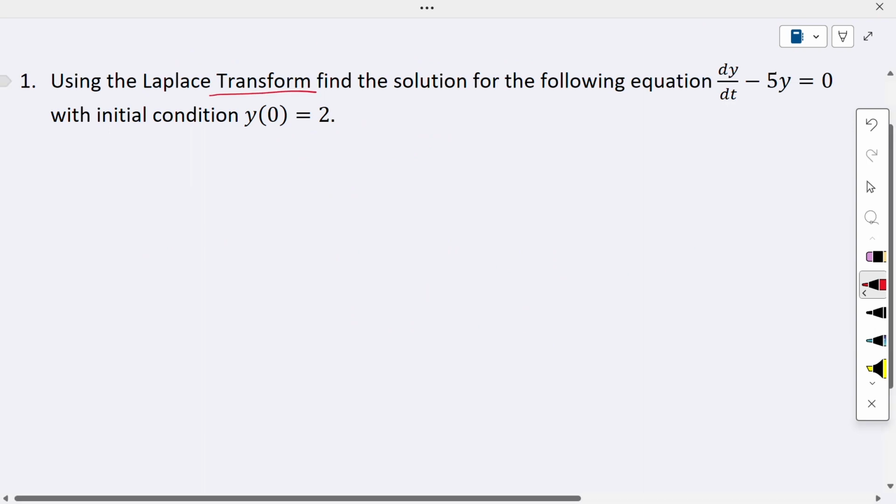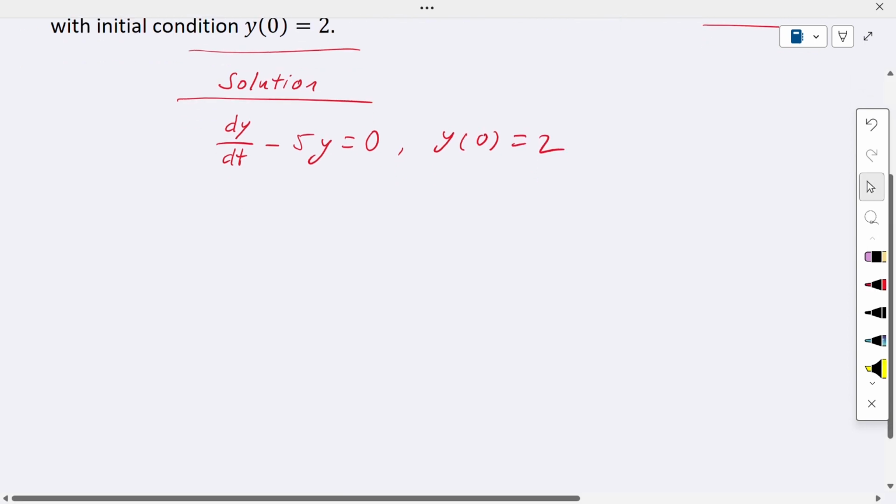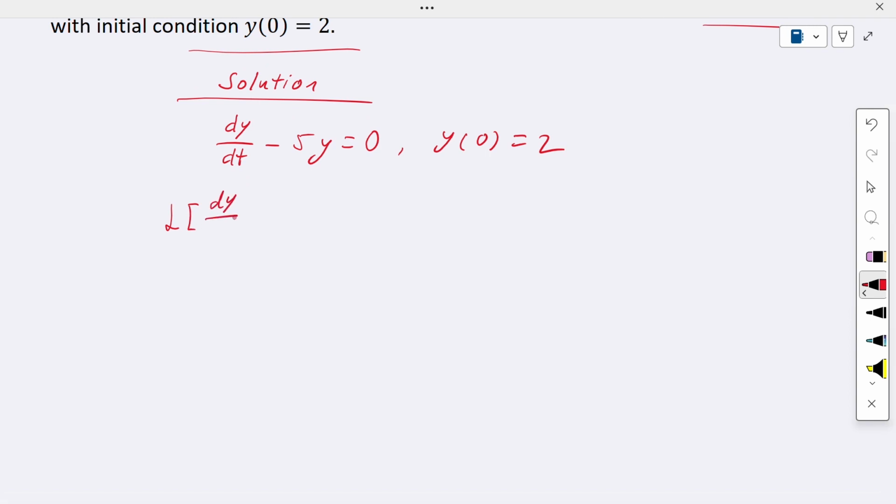Use the Laplace transform to find the solution for the following ODE with these initial conditions. So let's see the solution for this. We have dy/dt minus 5y equal to 0, and with the initial condition y(0) is equal to 2. So use the Laplace transform method. We're going to substitute this into our Laplace operator. So minus 5 Laplace of y equal to Laplace of 0.